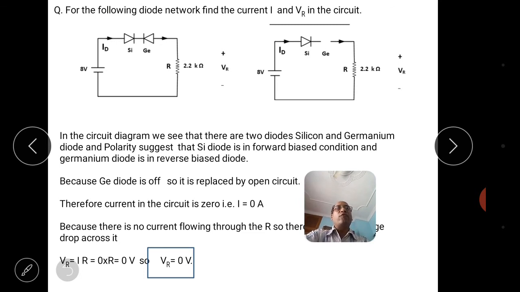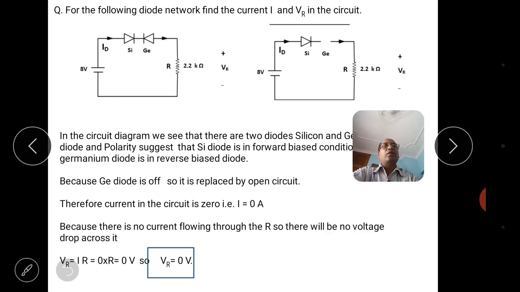Because there is no current flowing through the R, there will be no voltage drop across it. So VR will be equal to I into R, where I equals 0. So voltage drop will be equal to 0 volt.